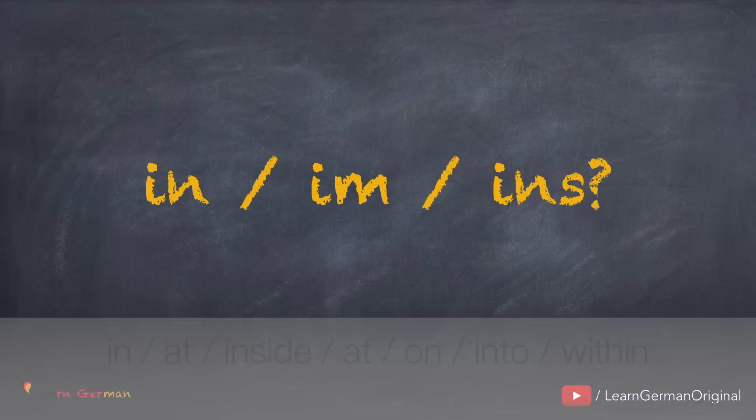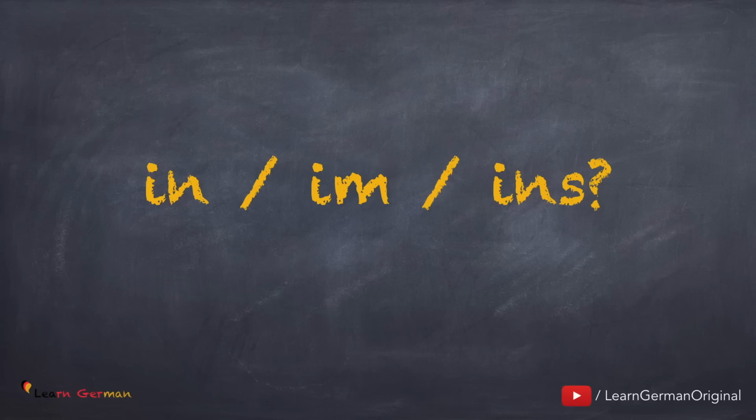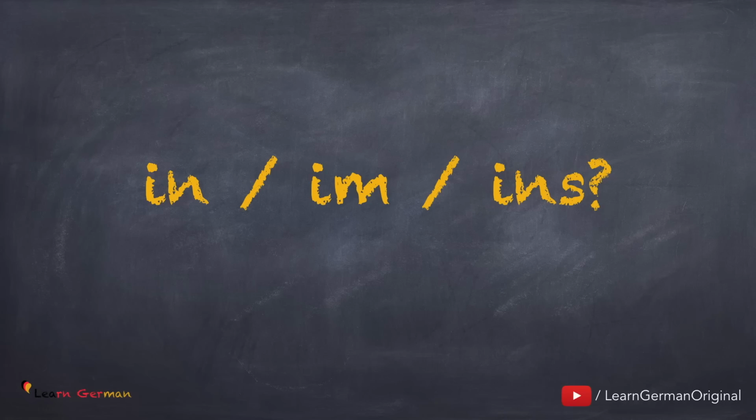So let's begin. In, im, oder ins. The most important thing to remember here is that the preposition in is a Wechselpräposition. That means whenever there is an action or movement, it will take the accusative case, whereas whenever there is a position, then it will take the dative case. You can revise wo oder wohin by watching our videos on the same. The links are given below.